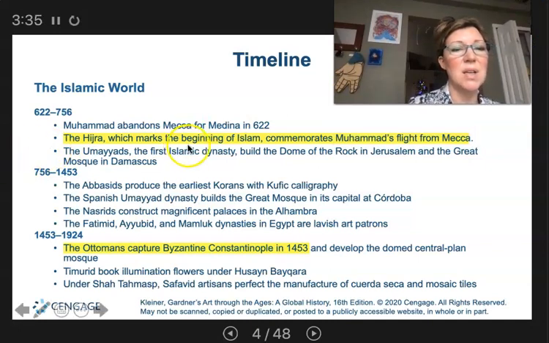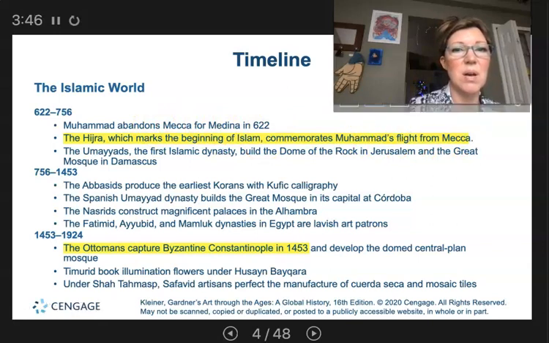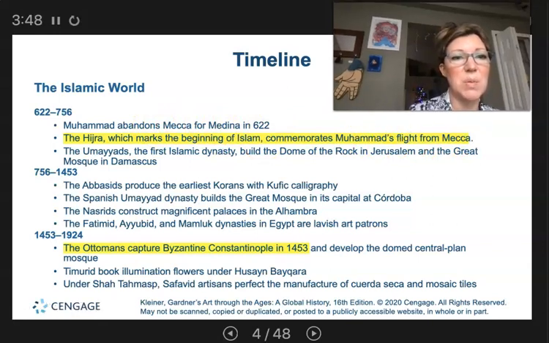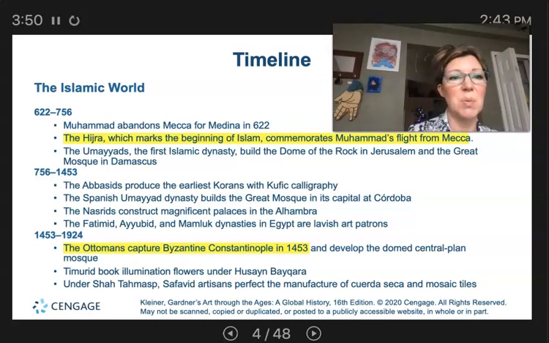The Hijra, that was the first emigration. Muhammad left Mecca and went to Medina. So that was one of those famous paths that a lot of people wanted to cross. And then, of course, we remember this from the Byzantine era, the Ottomans. Still a big deal.